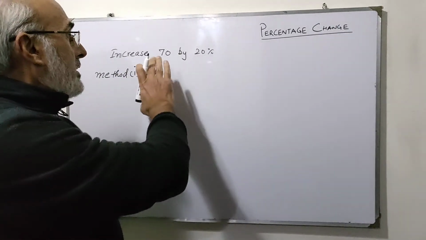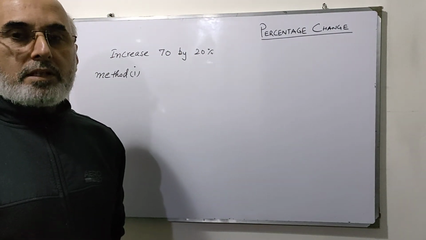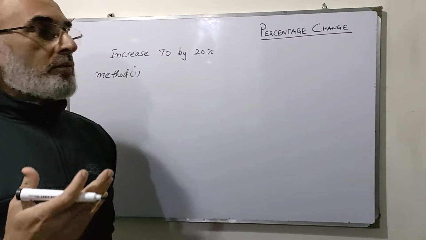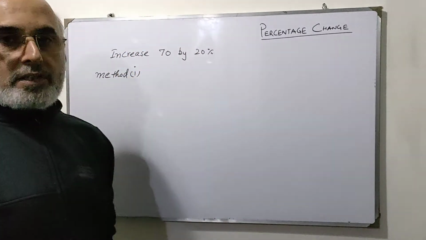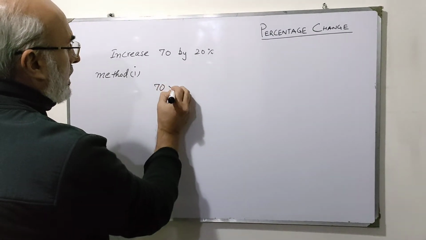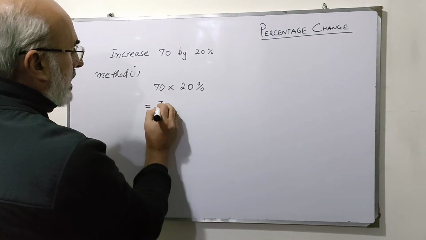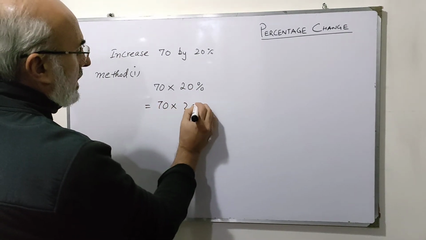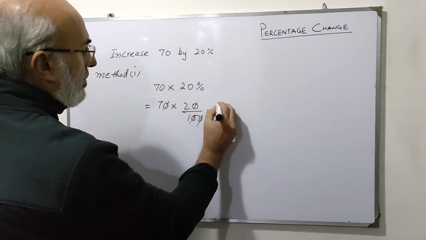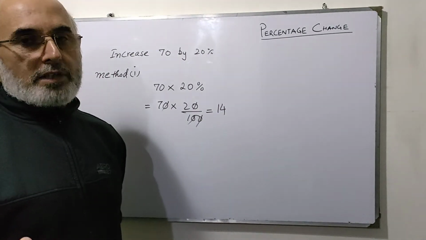since we have to increase 70 by 20%, the first thing will be we have to calculate 20% of the number 70. How do we do that? We know that we have to multiply 20% with 70. So 70 into 20%, that is 70 into 20 over 100. So zeros go with zeros, and we have 14. So 20% of 70 is 14.